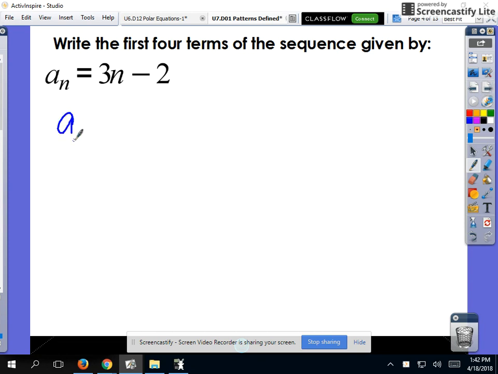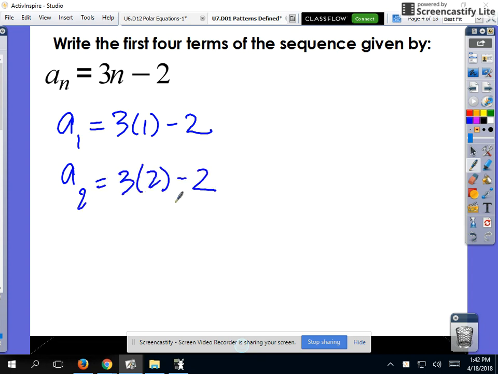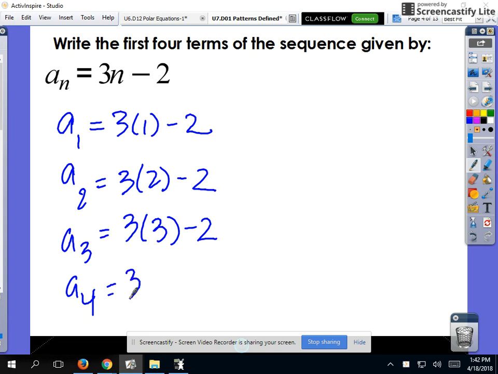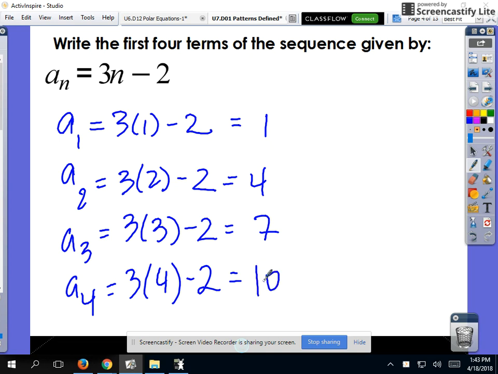Just kidding. A sub 1 is going to be 3 times 1 minus 2. So that's how we evaluate what a sub 1 is. A sub 2 would be 3 times 2 minus 2, a sub 3 would be 3 times 3 minus 2, and a sub 4 would be 3 times 4 minus 2. So 3 minus 2 is 1. This ends up being 4. This ends up being 7. And hopefully you recognize the pattern that you're adding 3 every time. That is our first 4 terms of this sequence.